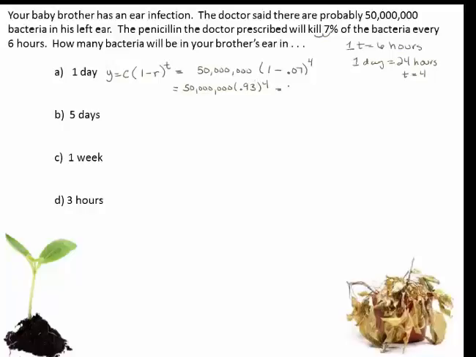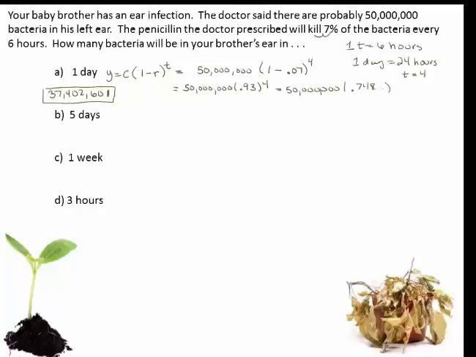and that gives me 50 million times 0.748, etc. So I multiply that by 50 million. And I will still have, or rather, my little brother will still have 37,402,600.5, so I'll round it up. So 37 million bacteria will still be in his ear at the end of one day.